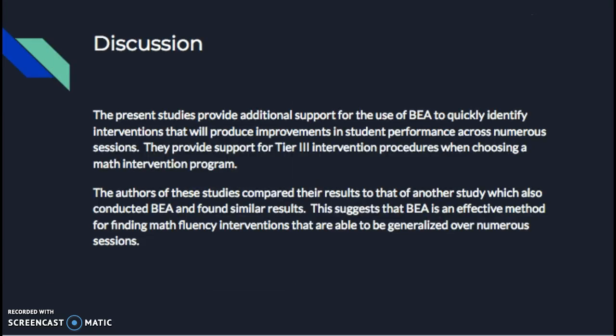So our discussion was that the present studies provide additional support for the use of BEA to quickly identify interventions that will produce improvements in student performance across numerous sessions. They provide support for Tier 3 intervention procedures when choosing a math intervention program. And again, to me, of course, it was all about your progress monitoring. That's what they're doing during those conditions, and then checking the results of that at the end to find the most effective. The authors of these studies compared the results to that of another study, which also conducted BEA and found similar results. This suggests that BEA is an effective method for finding math fluency interventions that are able to be generalized over numerous sessions.